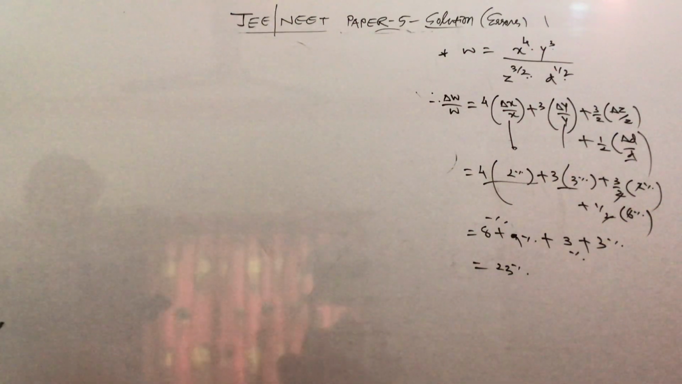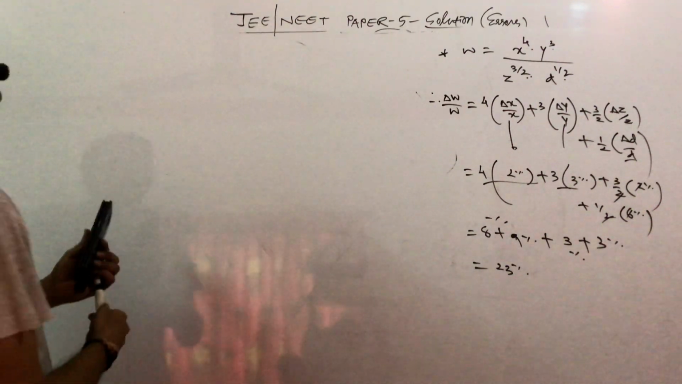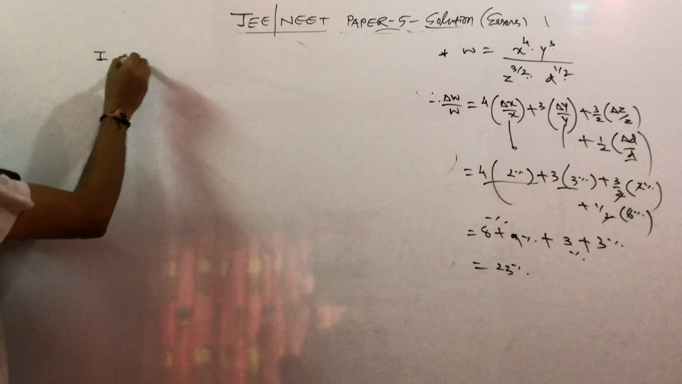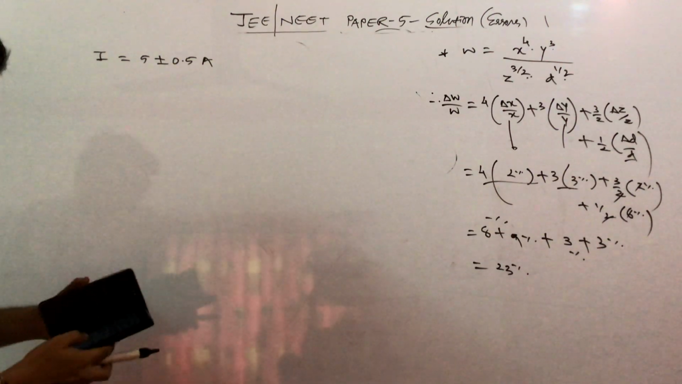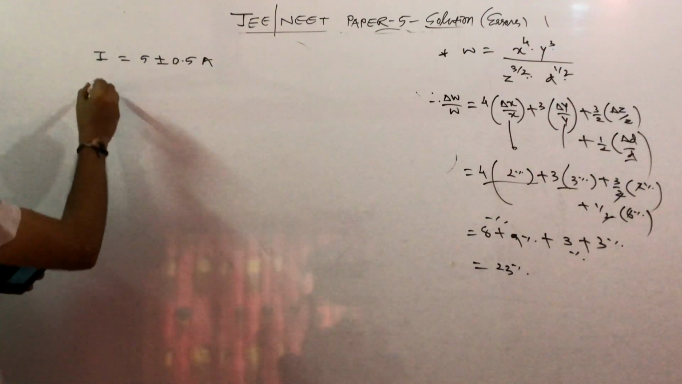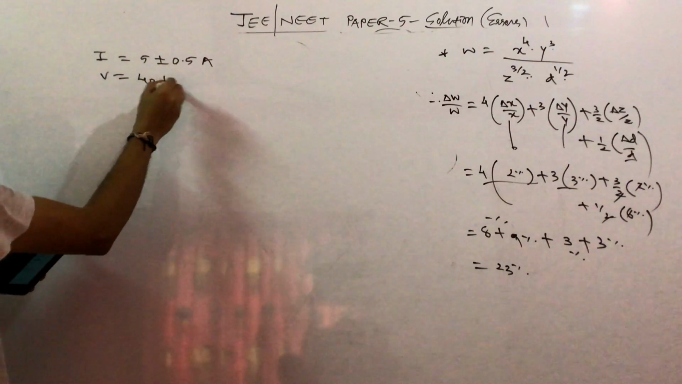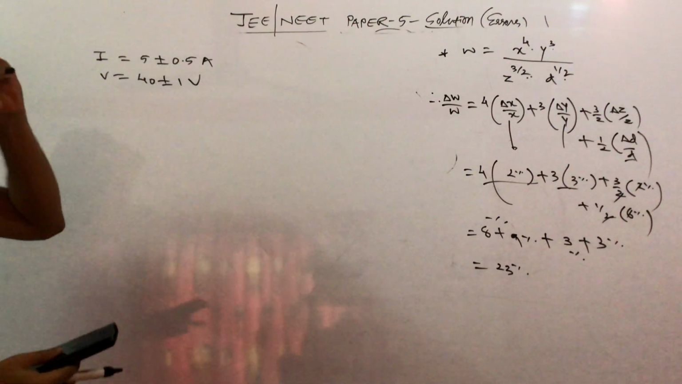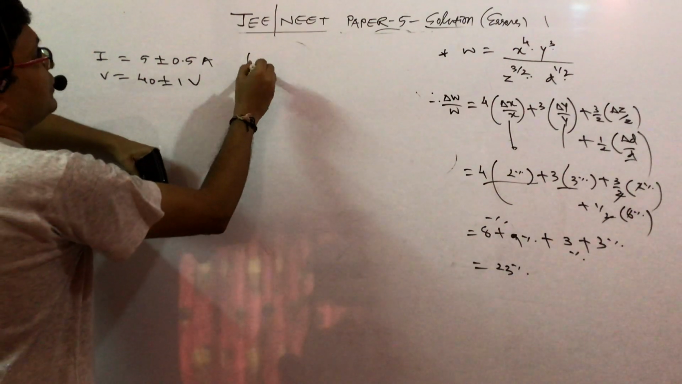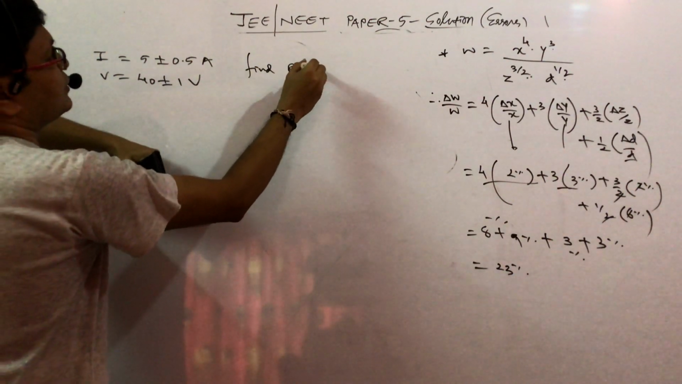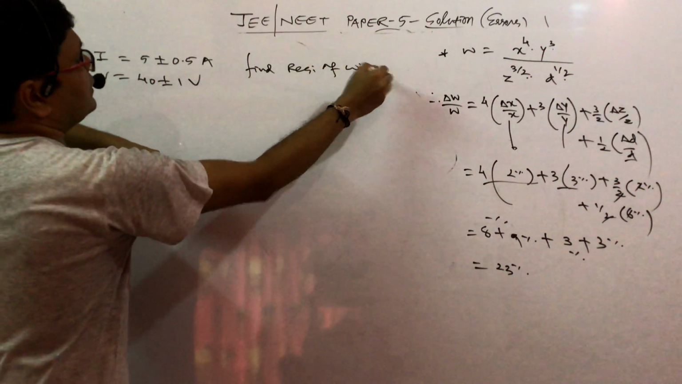Okay, question 15, current given. Current I is equal to 5 plus or minus 0.5 ampere. Voltage given is 40 plus or minus 1 volt. And the question, very important: find the resistance of the wire. Check it. Find the resistance of a wire.